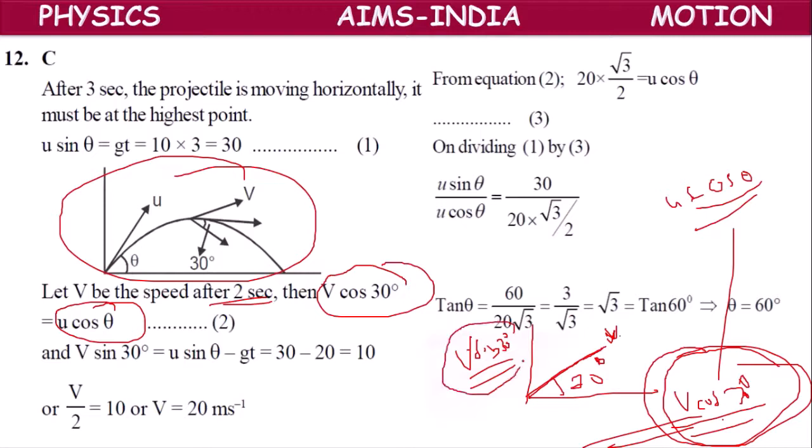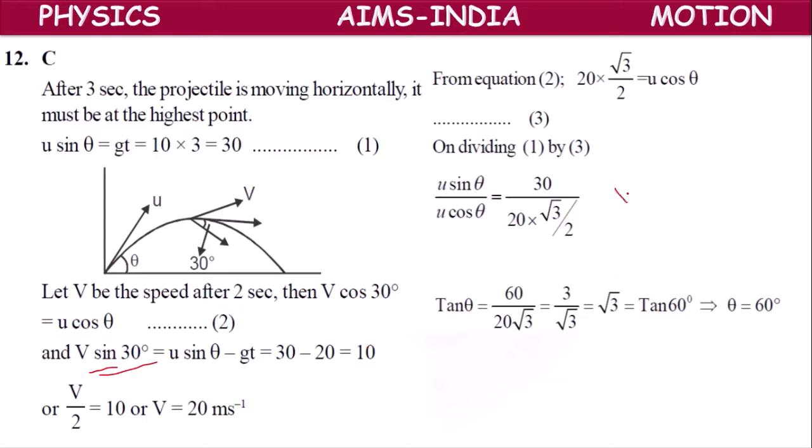And v sin theta formula, according to v equal to u plus at formula, in vertical direction. So here v sin theta or v sin 30 degrees, final velocity in vertical direction equal to, according to v equal to u plus at, there v is the vertical component of velocity after 2 seconds, which is equal to v sin 30 degrees.